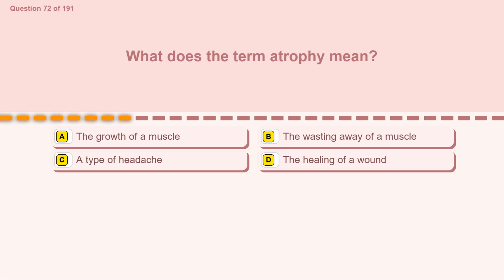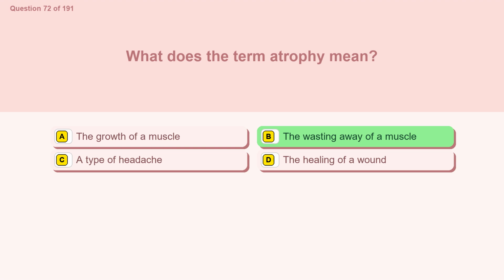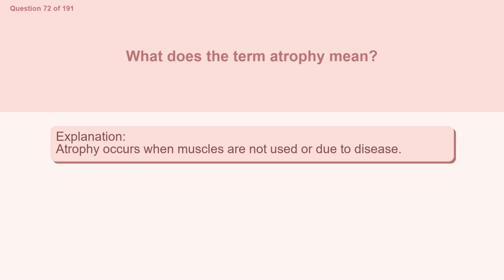Option A, the growth of a muscle. Option B, the wasting away of a muscle. Option C, a type of headache. Option D, the healing of a wound. The correct answer is option B, the wasting away of a muscle. Atrophy occurs when muscles are not used or due to disease.